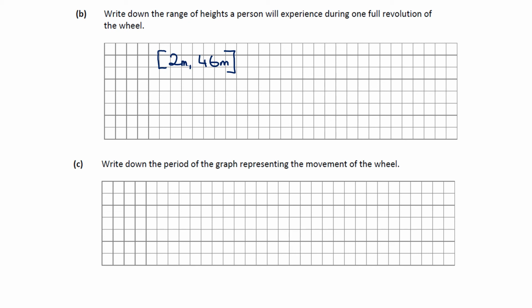So then write down the period of the graph representing the movement of the wheel. So it tells us that it takes 3 minutes to get to the top, which means one full revolution. So one revolution is going to equal 6 minutes. Okay, so our period is how long it takes for one revolution. So in this case, our period is simply equal to 6 minutes. Again, another 5 marks.